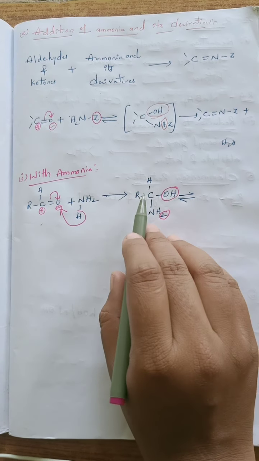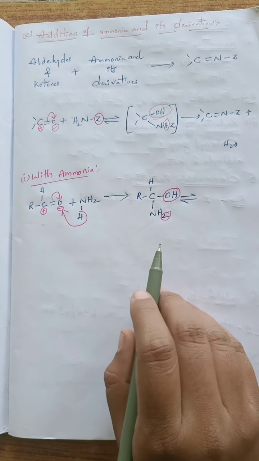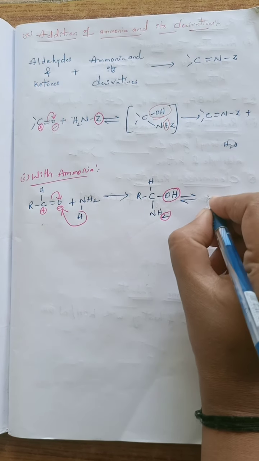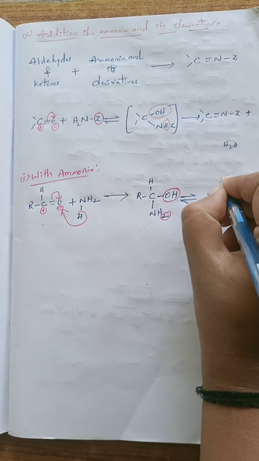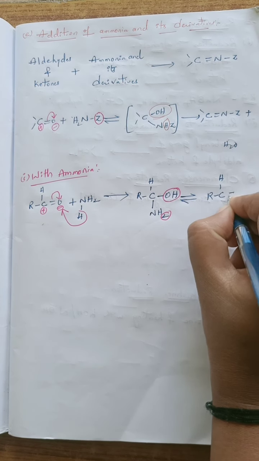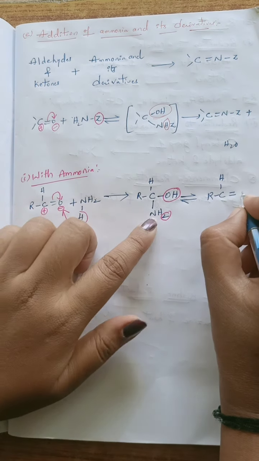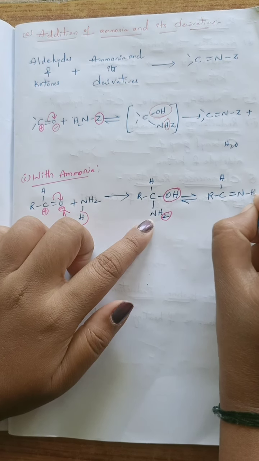Then carbon loses one bond, nitrogen loses one bond, and between them a double bond is created. We will get here R, C, H, double bond N, bond H. I am writing this double bond here.